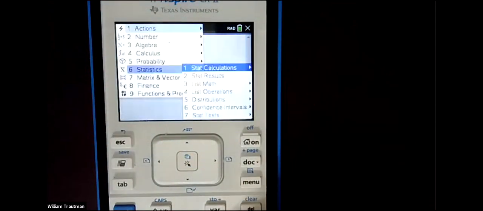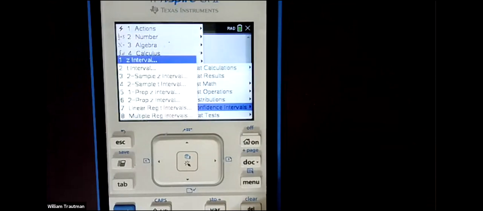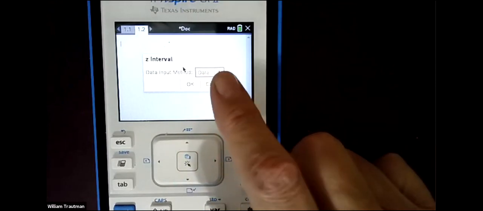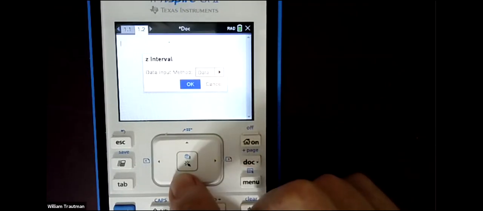menu 661. And this time we are going to use data because we have a list. It says use data or stats. We're going to keep it on data because we have a list. So if you have a list, you have to keep it on data. I hit enter.